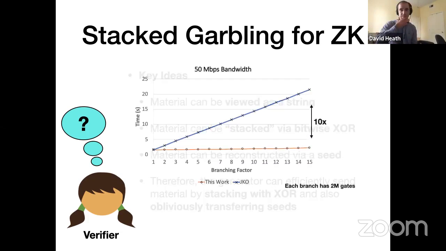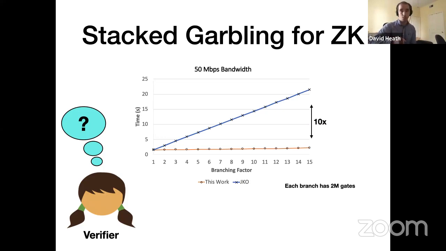So in our work, we showed that this yields huge improvements in terms of total wall clock time to complete one of these proofs. So what I have plotted here is on the y-axis is total wall clock time, and on the x-axis is the branching factor. So how many of these circuits are we conditionally composing? In particular, these are random circuits, which we generated, of 2 million gates each. And so what you see is on the bottom line is our work, and the top line is this garbled circuit for zero knowledge paradigm without our improvement. And so you can see at 15 branches, we get up to a 10x improvement.